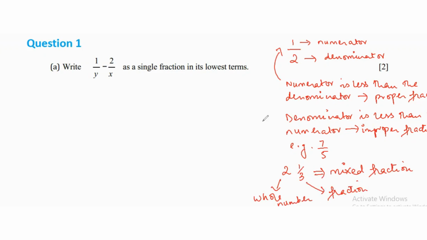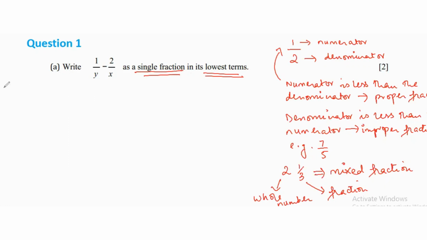So keeping these concepts in mind, if you look at the first question, it says write 1 over y minus 2 over x as a single fraction in its lowest terms. So we need to focus on these words. It has to be a single fraction. Right now we have two fractions. And the single fraction has to be in its lowest terms. So what we're going to do is combine the two fractions.